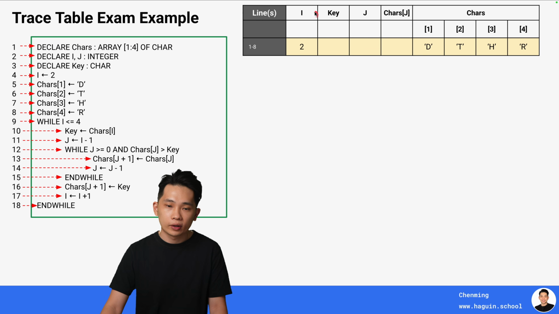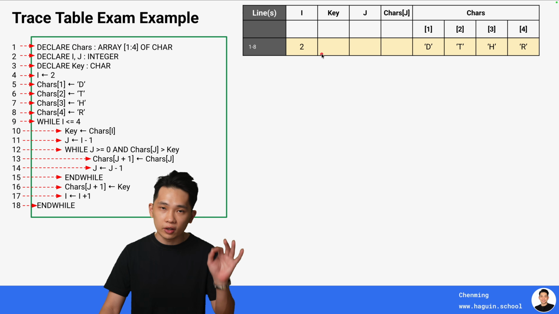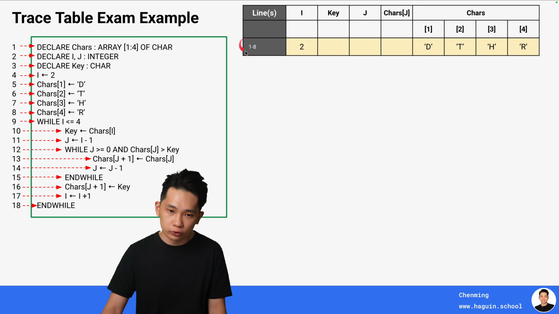So look at this here. I is equal to 2, so this is line 4. And then char 1, char 2, char 3, char 4, so D, T, H, R. So line 1 to line 8, we are just doing assignment. As I say, normally we'll do all the assignments in one single row as the first row. And then next, let's go through the following rows.